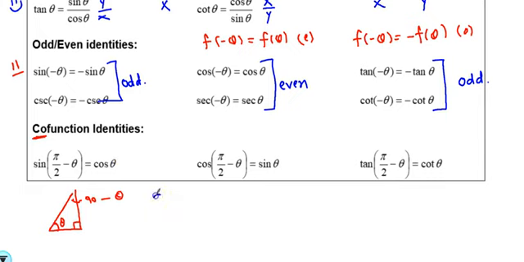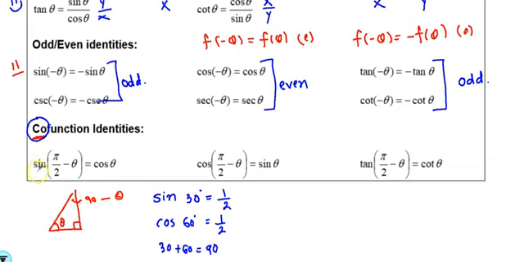Let me give you another example. Say sine 30 is 1/2, but we also know that cosine 60 is also 1/2. What's the relationship between these two? 30 and 60 are complementary angles. That's why sine 30 is the same as cosine 60, and that's where the co comes from. Co means complementary: the co of sine is cosine theta, and the co of tangent is cotangent theta. The co is from complementary angle.